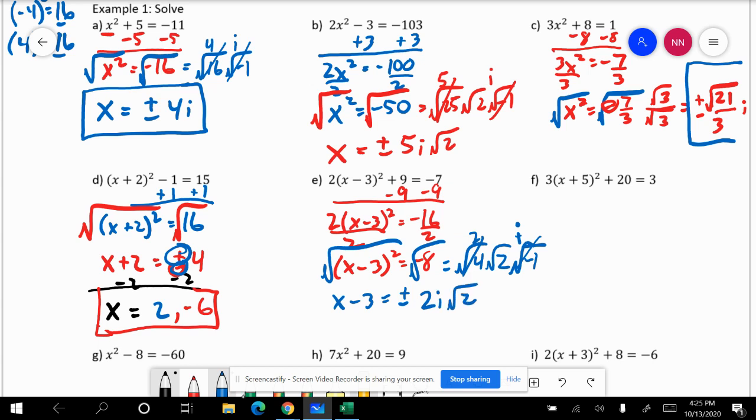We're going to add the 3. Now, these are not like terms. One is a real number. The other one is an imaginary number. So we're going to leave it as 3 plus or minus 2i square root of 2.